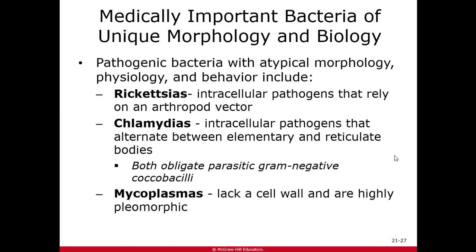And then we have our mycoplasmas. Mycoplasmas are unique. They are gram-positive, but they lack a cell wall. Now, gram-positive normally has a really thick cell wall. So genetically, they are a gram-positive bacteria, but they lack a cell wall. Now, because the cell wall can give bacteria shape, they are highly pleomorphic, which means they can change shape.